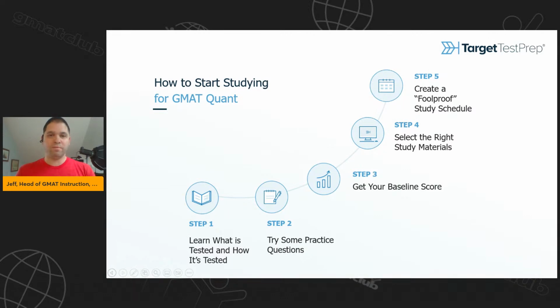That score is important because it's going to show your base versus where you need to get to. It's the same thing if you're training for a marathon or a 5K and you want to know where you're at: you have to jump in, run a 5K, and see what your time looks like. Once you have your baseline score, you're going to start.